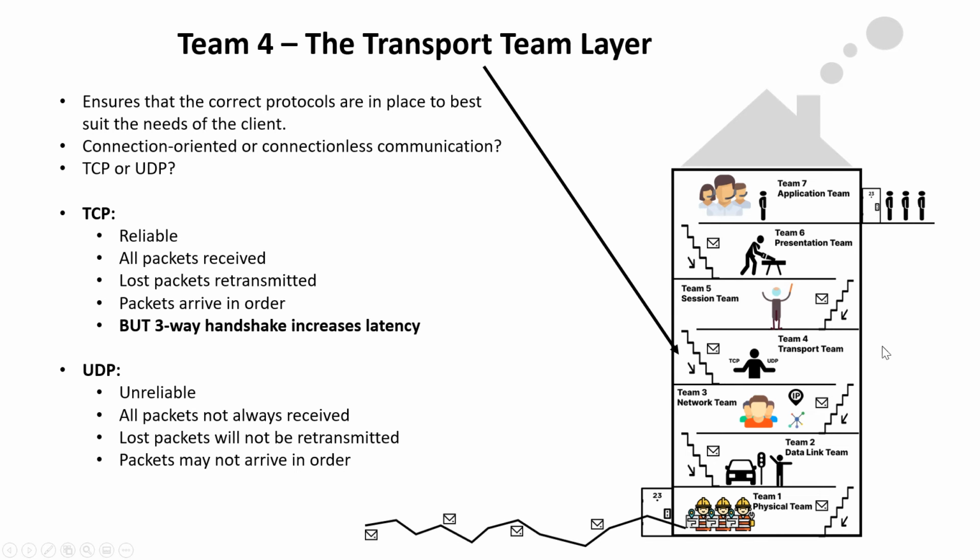Okay, and then team 4 is the transport team. This team is responsible for deciding on the protocol that is used to transport the data. The main two protocols that are used are TCP or UDP. TCP stands for Transmission Control Protocol. UDP stands for User Datagram Protocol. If you are a web browser, you'll probably want to use TCP because it's reliable, all the packets are received, the lost packets are retransmitted, and the packets will arrive in order. This is a connection-oriented protocol where there's an end-to-end connection between the two devices that are communicating.